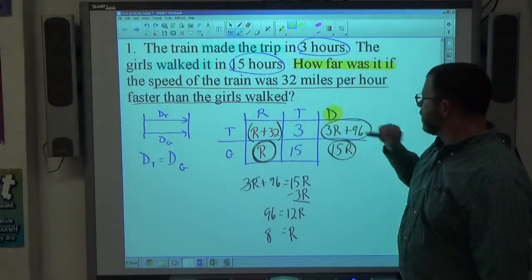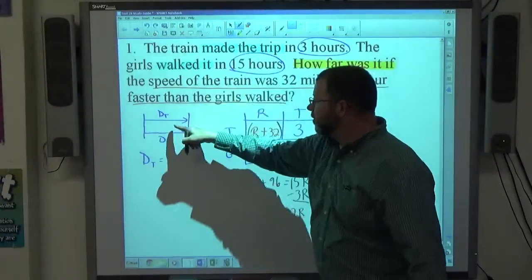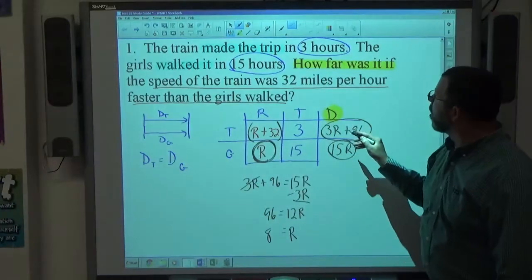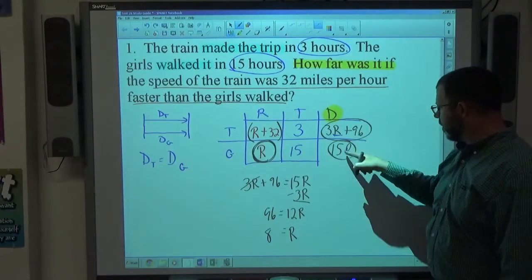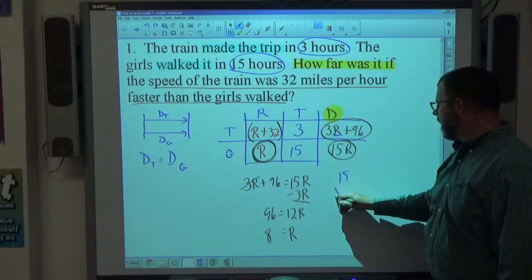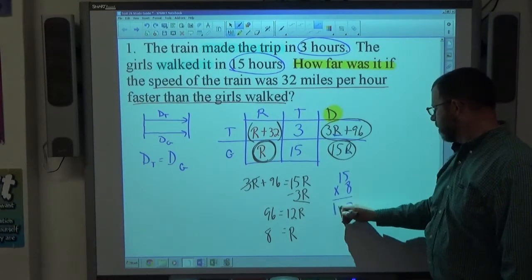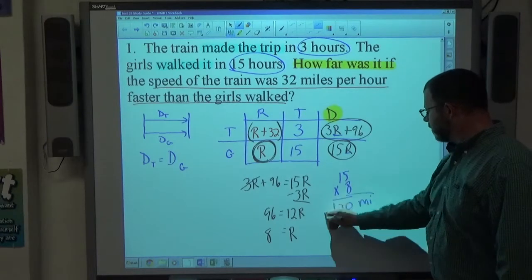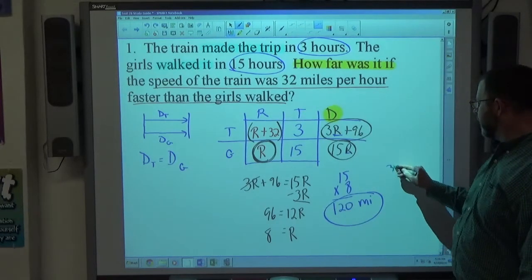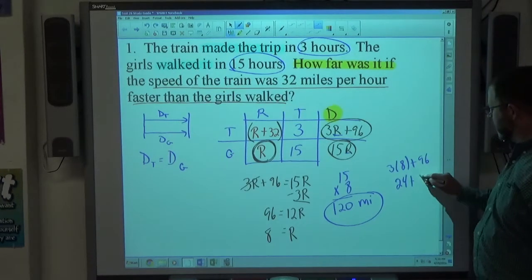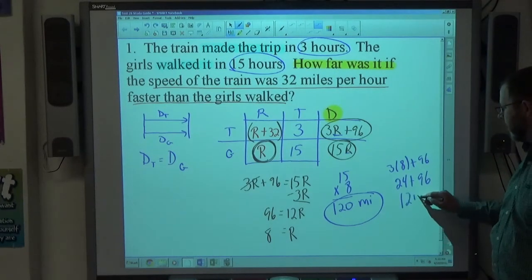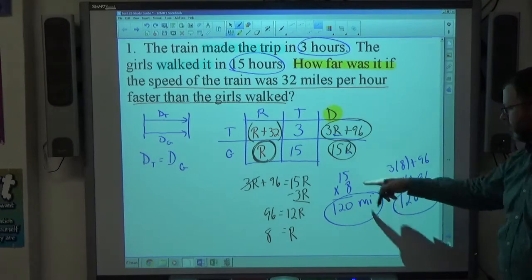How far is distance. So we know the distances are equal to each other, so I can put R either right here or right here to figure out the distance. I'm going to go on this bottom one. 15 times 8, 120 miles is the distance. If I'd gone the other one, 3 times 8 plus 96, 3 times 8 is 24, 24 plus 96 is 120. Get the same answer regardless, but that was a lot quicker.